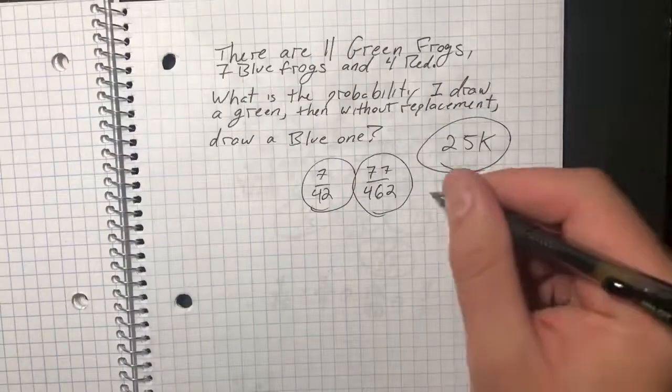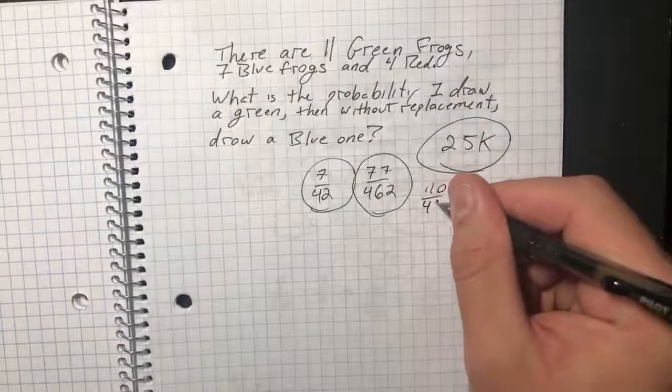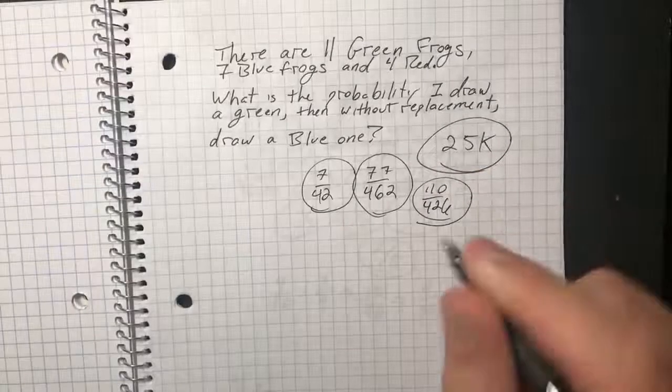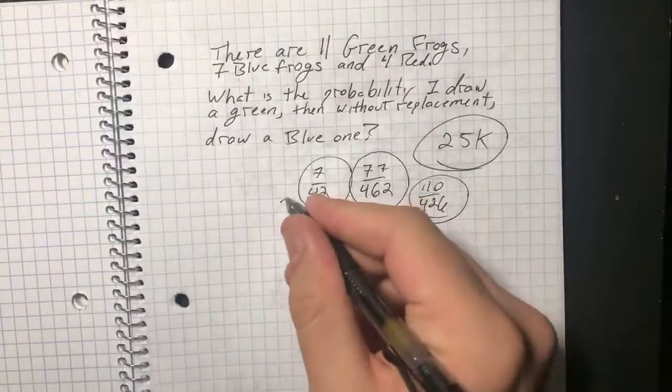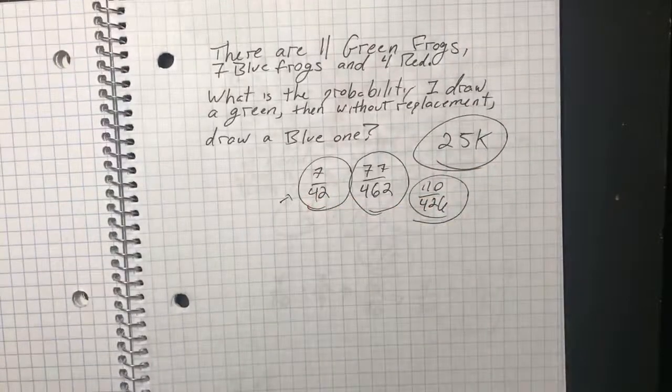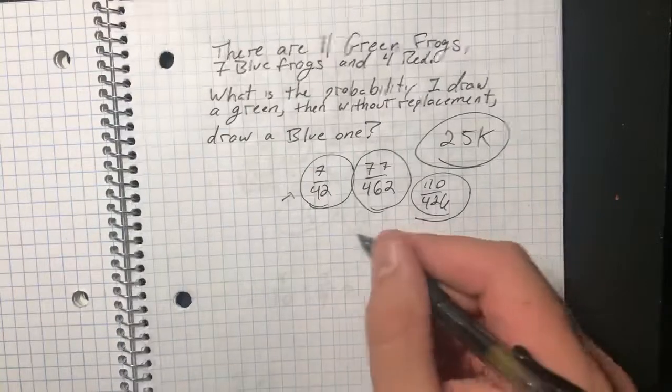110 out of 462. And I'd love if you could reduce this. 7 out of 42 again. Love if you can reduce it. Nobody's reduced it yet. 77 out of 662.